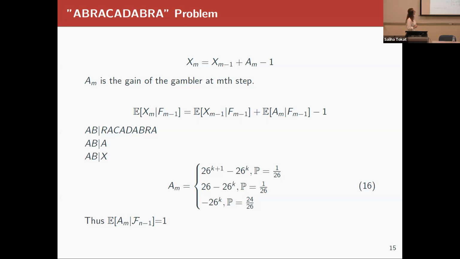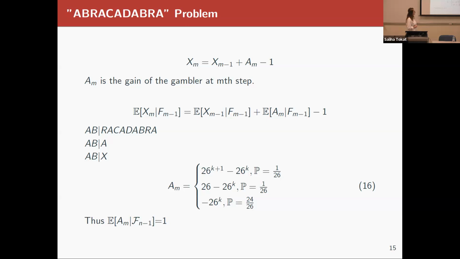I want to calculate this expectation. X_{m-1} is F_{m-1} measurable, so I don't care about it a lot. I want to calculate this. Imagine we are here and we go to the next step. If the monkey writes R with probability 1/26, our gambler gets this. If our monkey starts the sequence again with A, with probability 1/26, our gambler gets this.